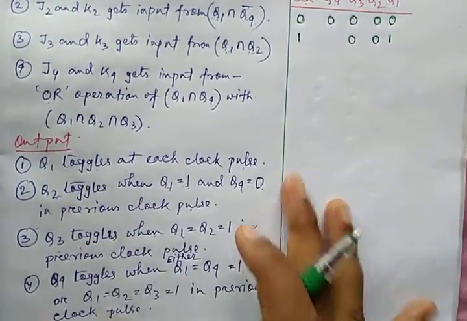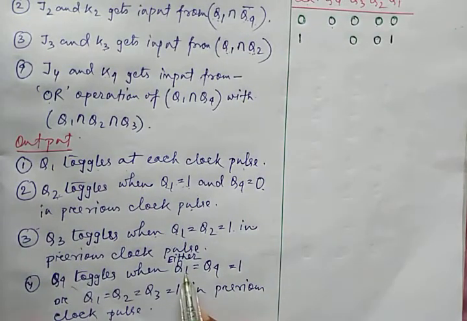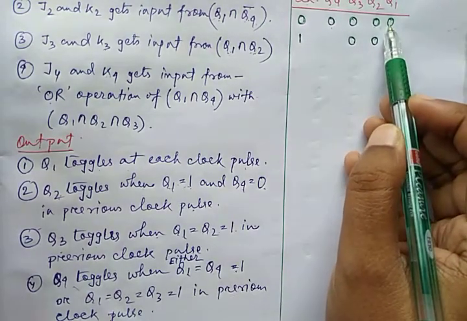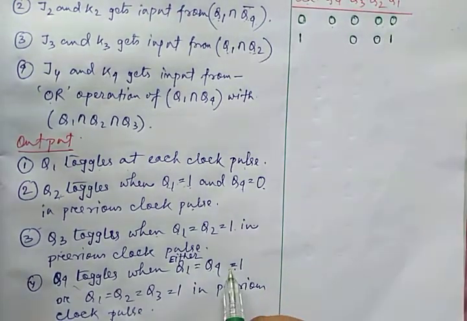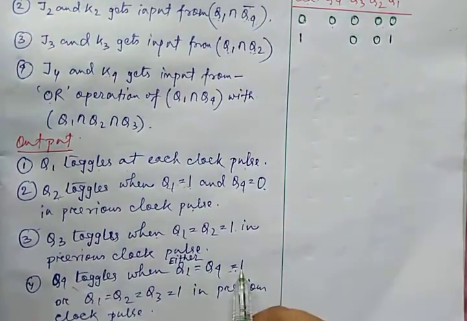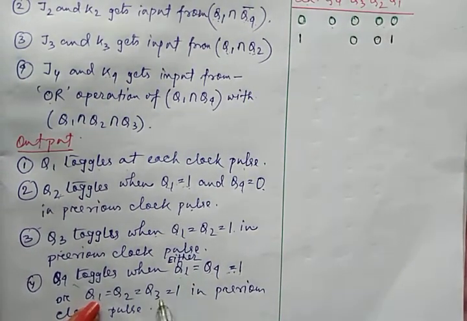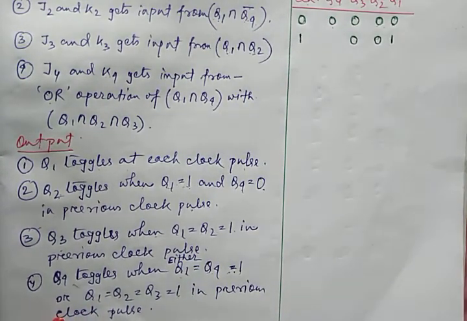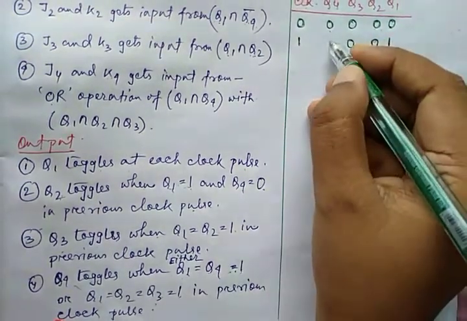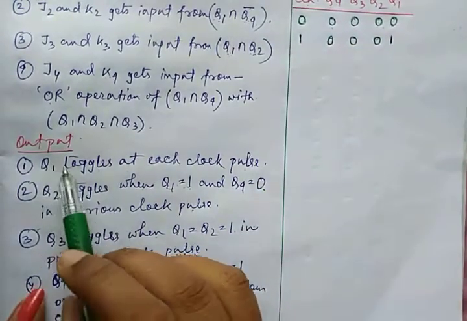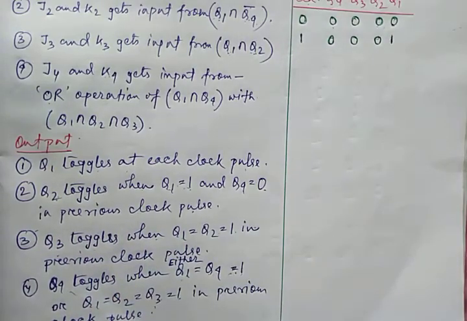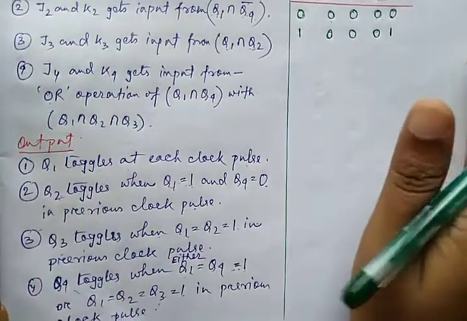And for Q4 to toggle, we need either Q1 and Q4 to be 1, but Q1 and Q4 are 0, so this will not happen. Or Q1, Q2, Q3 must be 1 in the previous clock pulse, but Q1, Q2, Q3 were all 0, so this will also not change. Just by observing the output of this state, we can make the truth table of the decade counter.